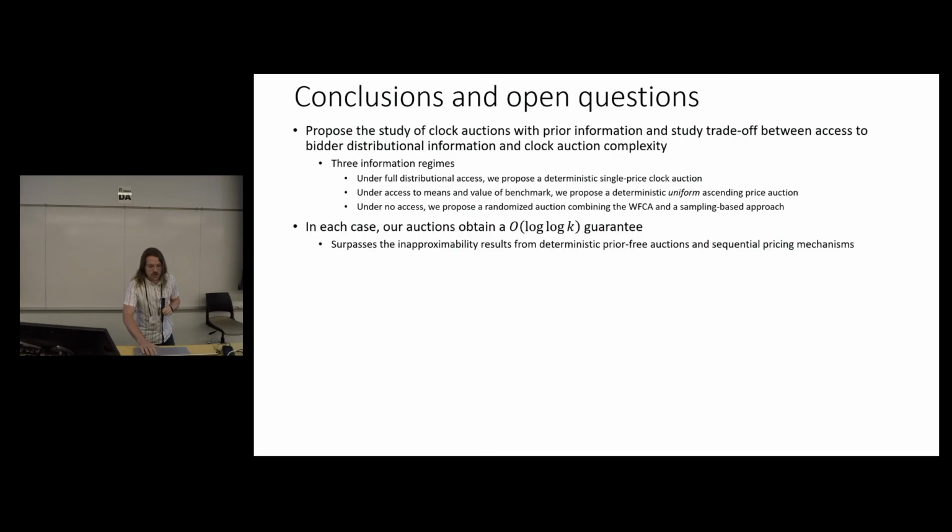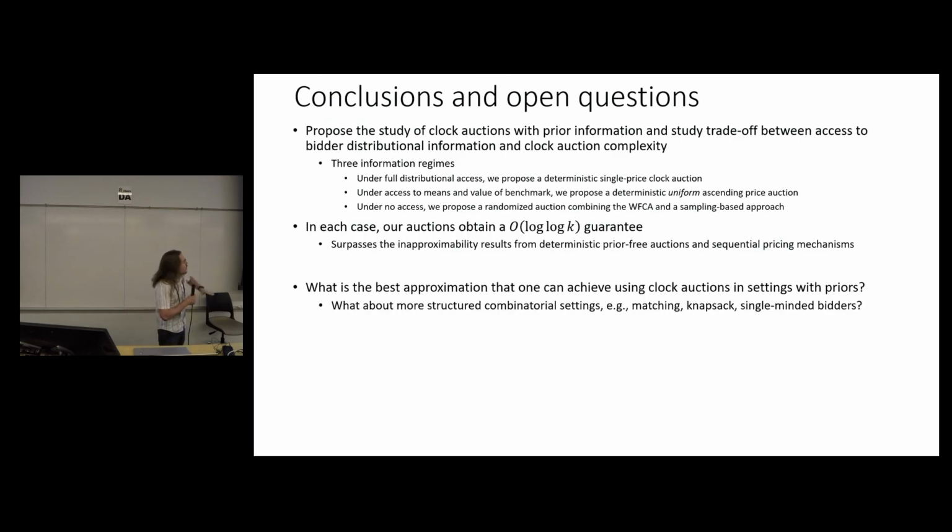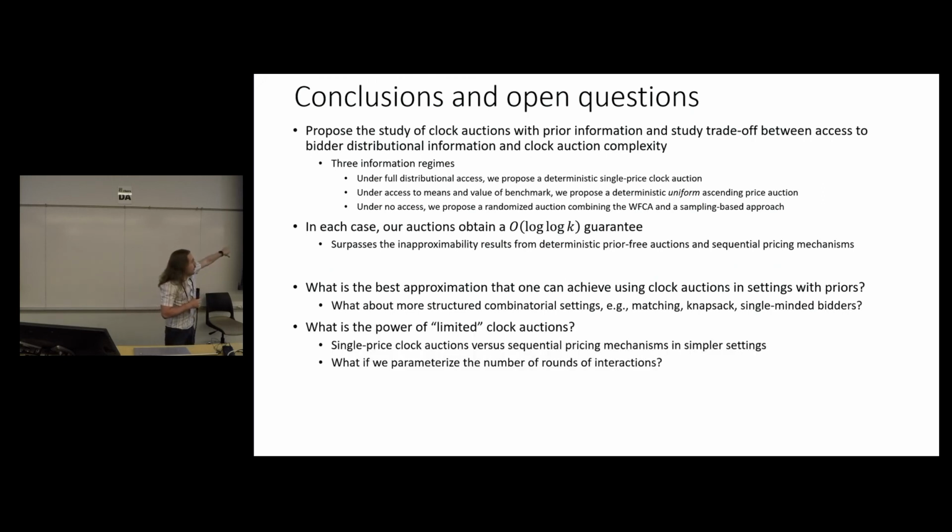So I'll just conclude with some interesting questions. First is, what is the best approximation that you can achieve with a clock auction? I think this is a really natural and well-motivated question, particularly in well-motivated structured combinatorial settings like matching, knapsack, or single-minded bidders. What is the power of this limited clock auction? So if you have to bound the number of rounds of interaction, what can you get? This is related to a presentation of Rod yesterday on batched profit inequalities. And what's the comparison in power of deferred acceptance versus adaptivity in simple settings?